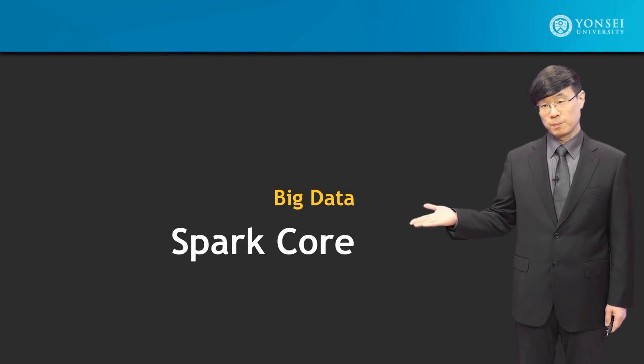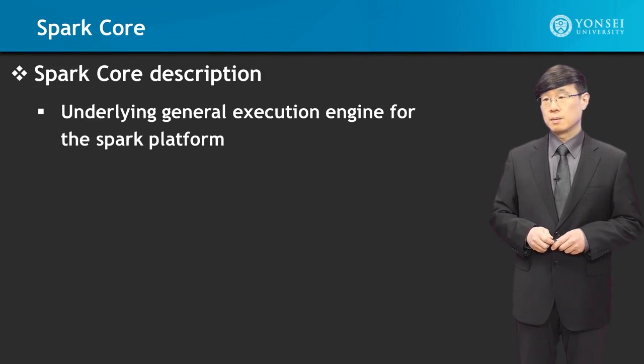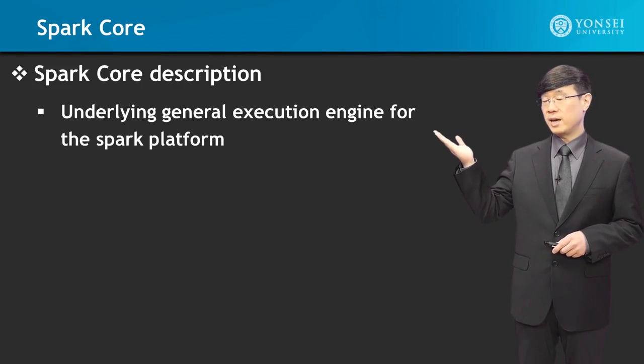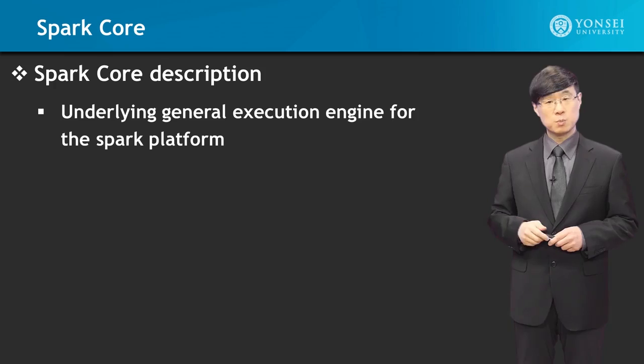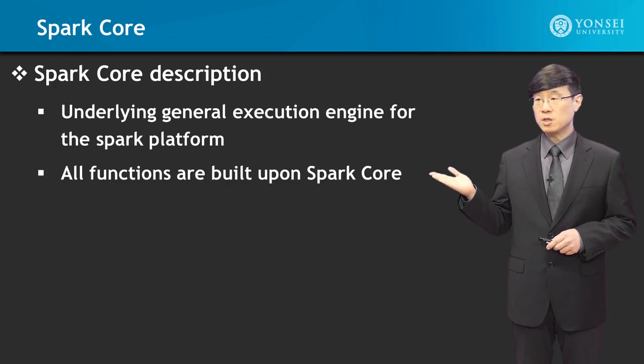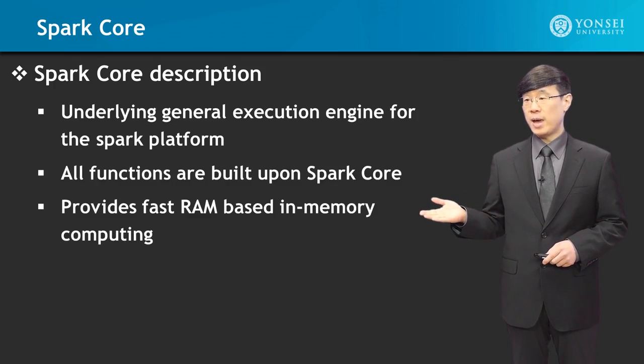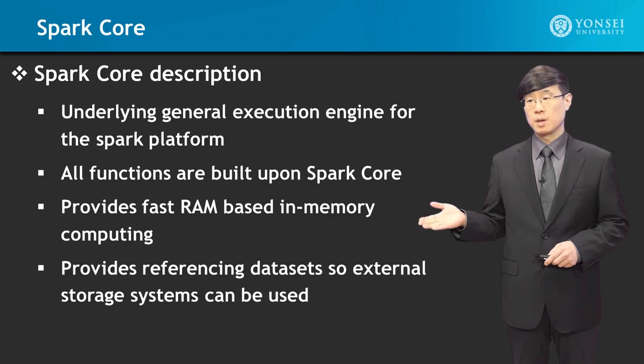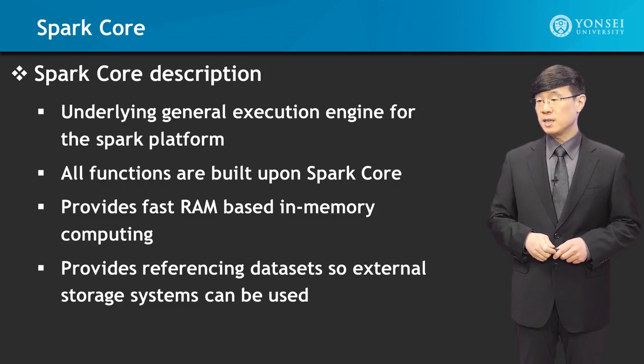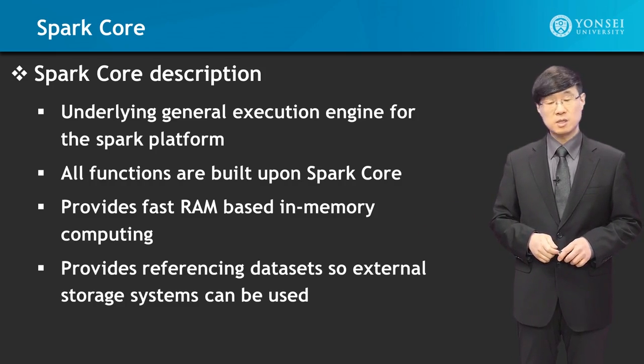The Spark core. The Spark core is an underlying general execution engine for the Spark platform. All functions are built upon the Spark core, and it provides fast RAM-based in-memory computing. Provides referencing datasets so external storage systems can be used.